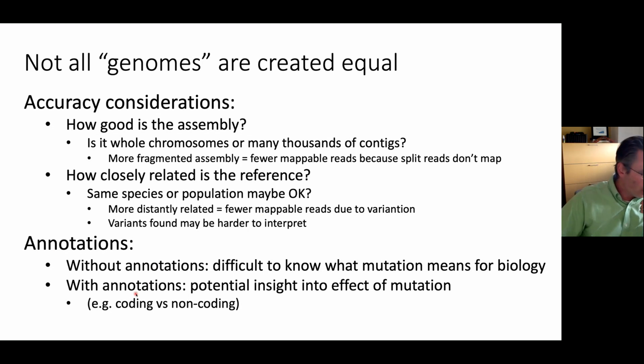Finally, this note on annotations. If you don't have annotations, and by annotations I mean functional annotations, right? Where are the genes? Because you sequence and assemble a genome, you're still a long way from knowing where the genes are in there. Without an annotated genome, it's hard to know what the mutations mean for the biology of the organism. With annotations, you have some potential insight into the effects of a mutation, particularly if you can tell what is coding and what is non-coding.